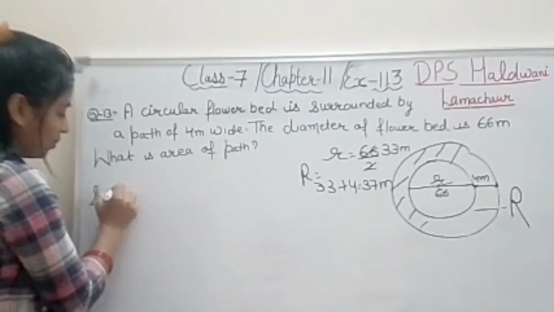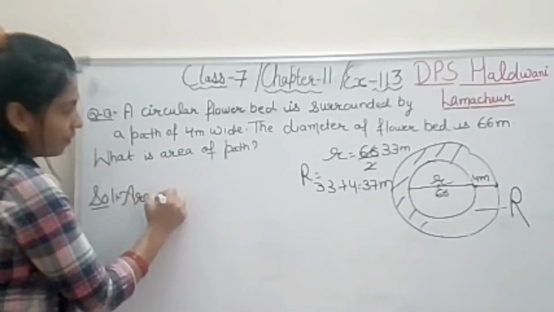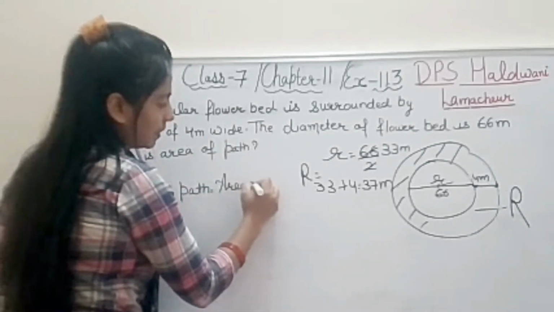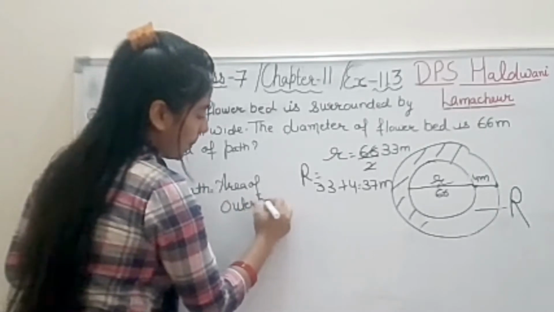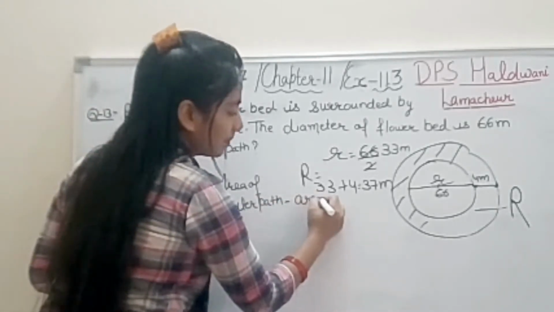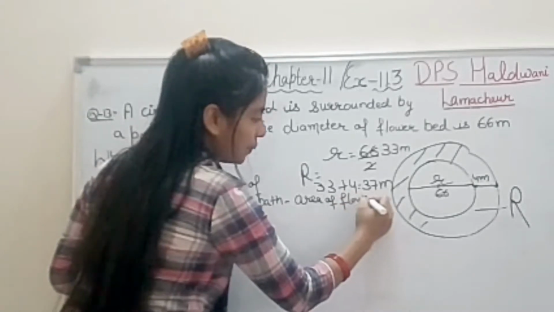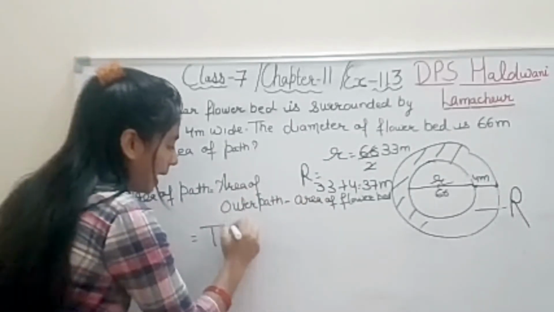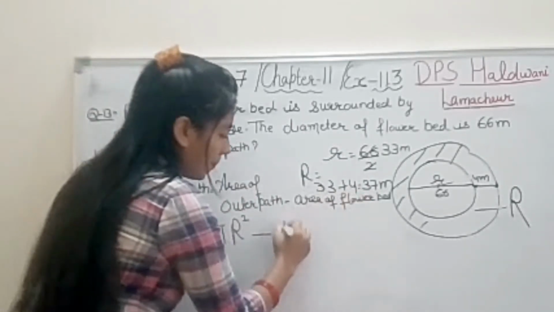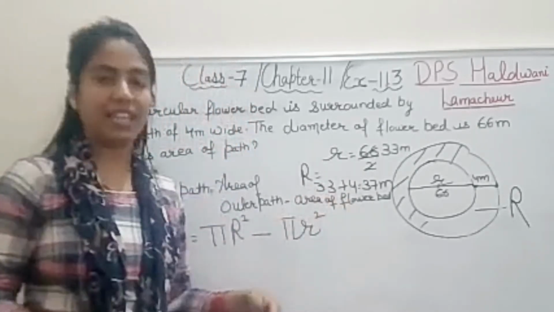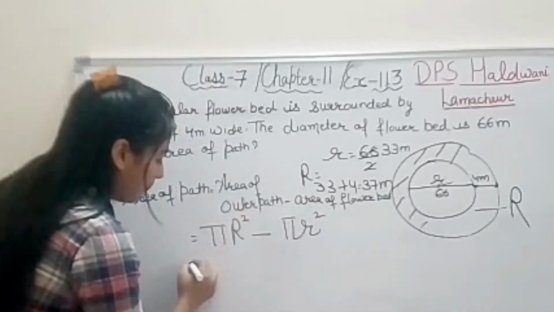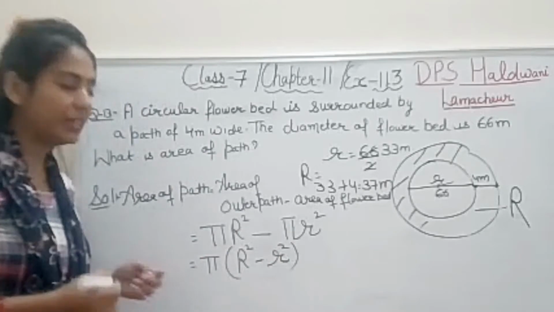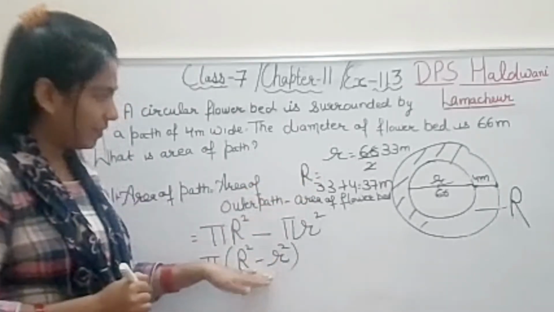So now the solution: the area of the path will be what? Area of the outer circle minus area of the flower bed. Right, student? The area of the outer circular part is the area of a circle, pi r square, minus pi small r square. The area formula is the same, but the radius will be different. Now we can take the pi value out common, so R square minus r square. Put the value of capital R and the value of small r.